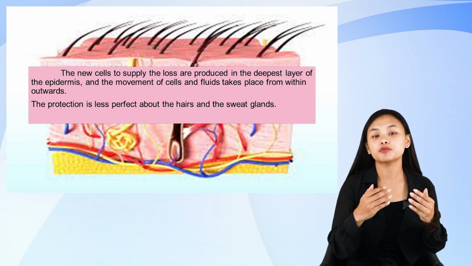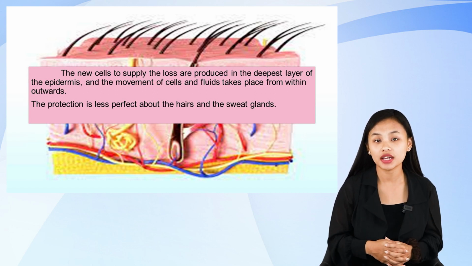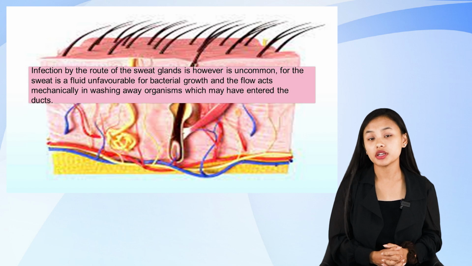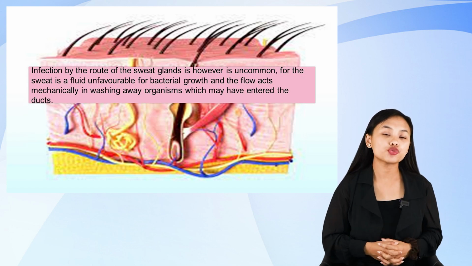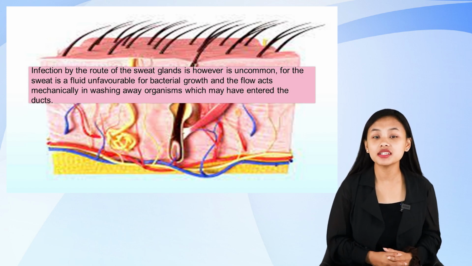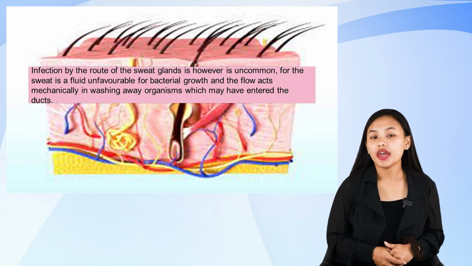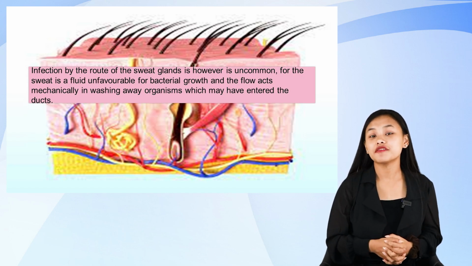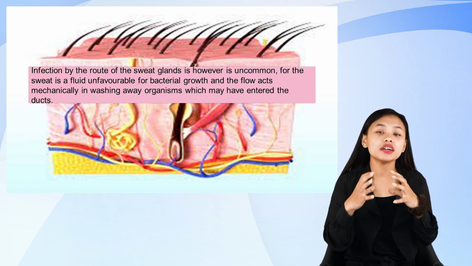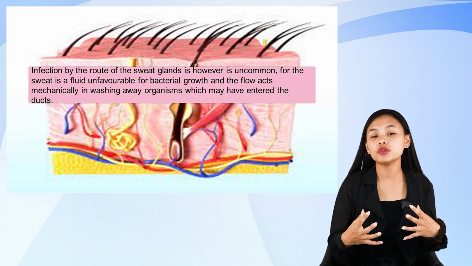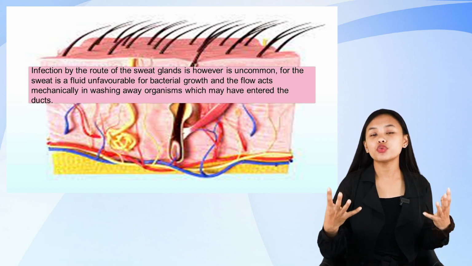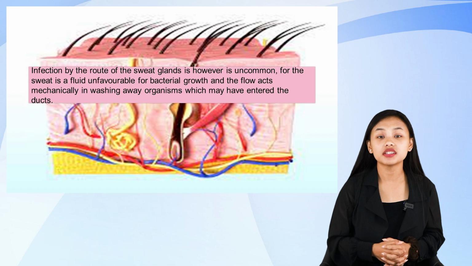However, the protection is less perfect when it comes to the hairs and the sweat glands. But infection through the sweat glands is very uncommon, for sweat is unfavorable for bacterial growth, and the flow acts mechanically in washing away organisms which may have entered. As I've said, infection by the route of sweat glands is very uncommon because sweat is a fluid unfavorable for the growth of bacteria and also washes away the organisms which may have entered the ducts.